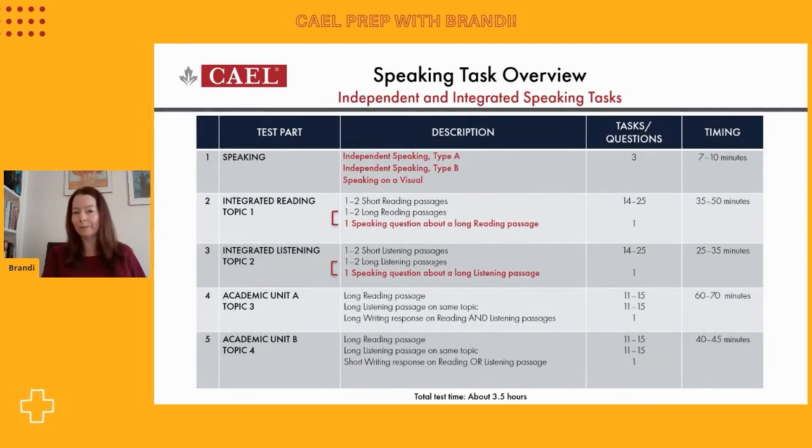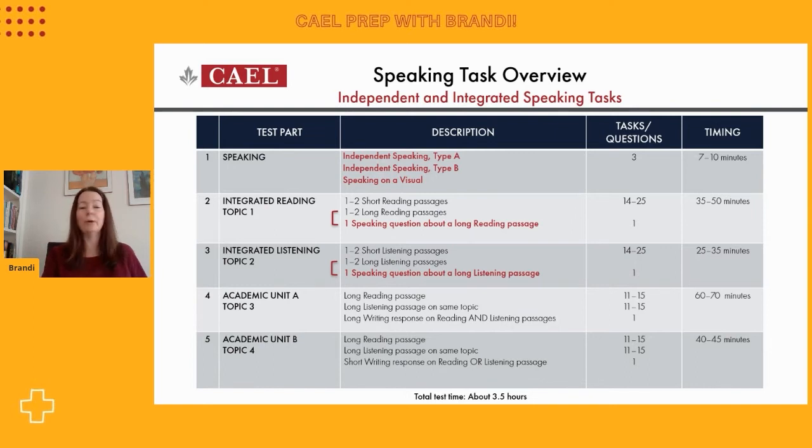Now, moving forward with that idea of what academic language is all about, you can see here how the entire Cael test fits together. There are 5 parts altogether. There are also 5 speaking questions that you'll be asked to complete. The first 3 questions fall in part 1 of the Cael test. You can see here they're all in red, so we can identify them quite easily.